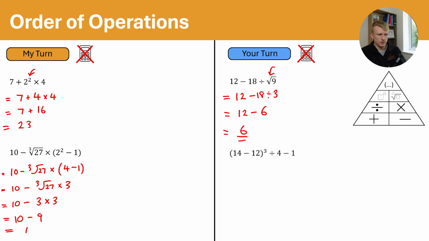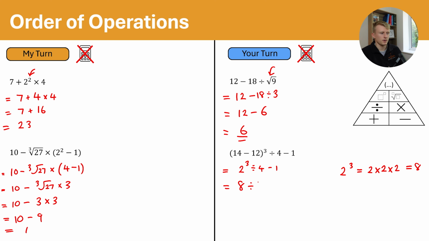The next example, we're doing 14 subtract 12, and then we're cubing the result of that, dividing that by 4, and then subtracting 1. I'll do my bracket first. 14 subtract 12 is 2, and then I need to do that cubed, and then we'll divide by 4 and subtract 1. I'll do 2 cubed off to the side. 2 cubed does not mean 2 multiplied by 3. It means 2 multiplied by 2 multiplied by 2, which is 8. So 2 cubed is 8.